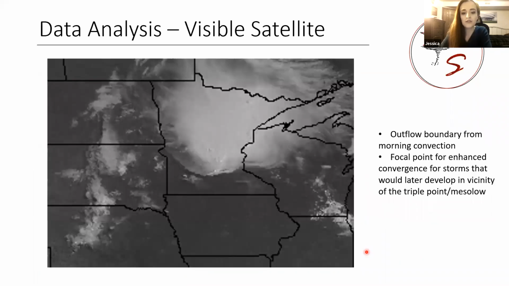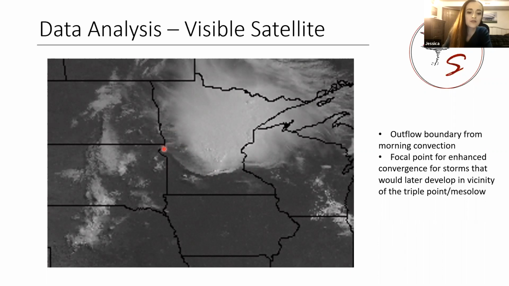And all it just needed was a little bit of extra forcing, one little extra ingredient, which just so happened to be present in the form of an outflow boundary from the early morning convection that had moved through northern and central Minnesota. You can see this outflow boundary here, just kind of draped across southern and central Minnesota.